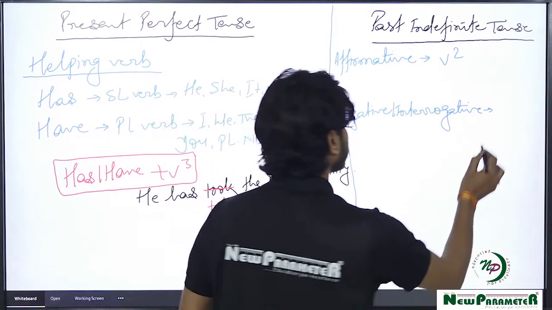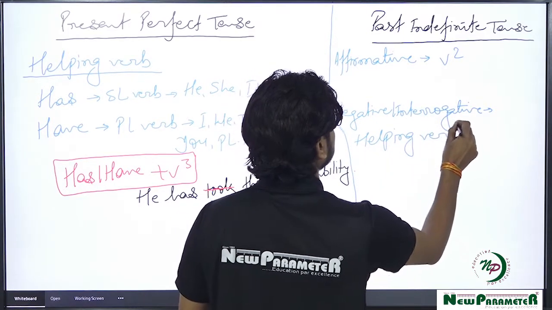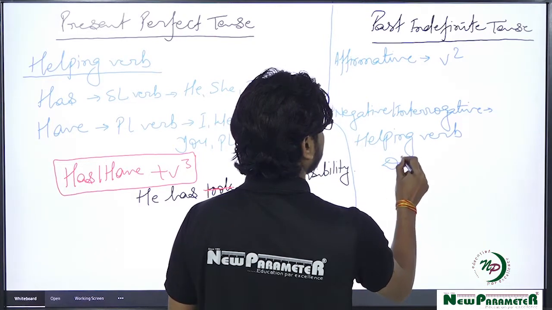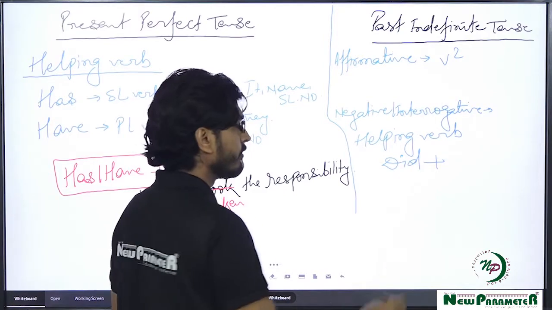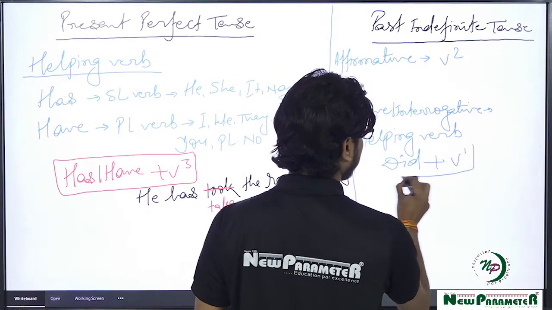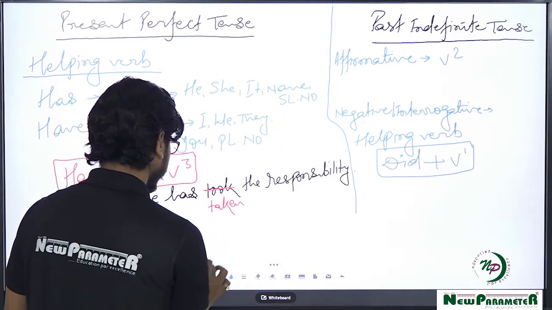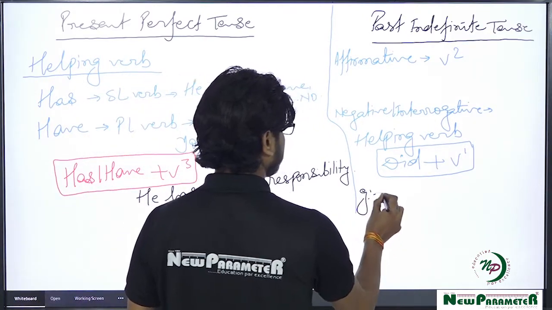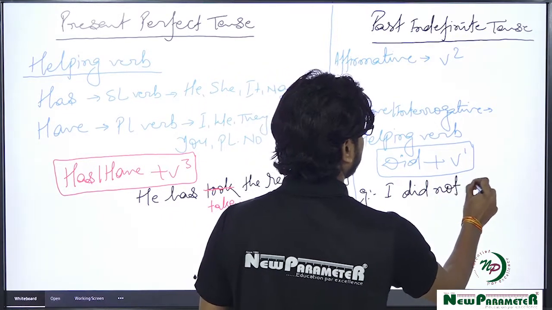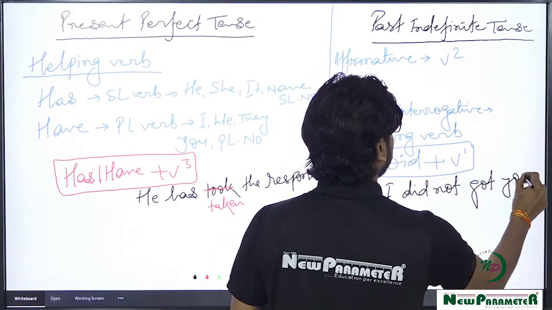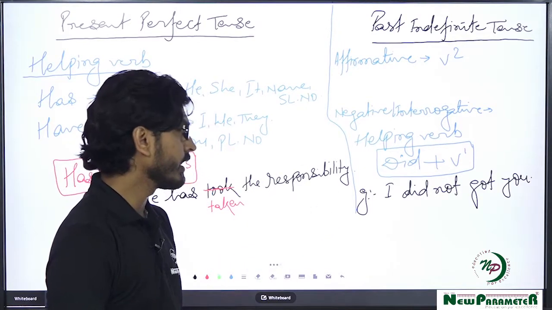But in a negative sentence we use a helping verb, that is did. And this is the most important point, that whenever we use did, we must use the first form of a verb. This is the most important point. Why? See some examples. I did not got you. We say in our day-to-day life, we speak like this, I did not got you.